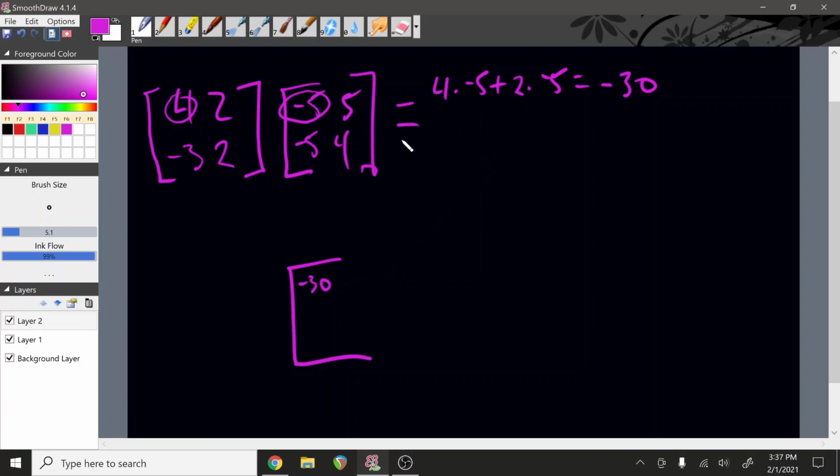Then here we're going to take 4 times this 5, so hang on, 4 times 5 plus 2 times 4, and that's going to be 28. We're going to put that here.